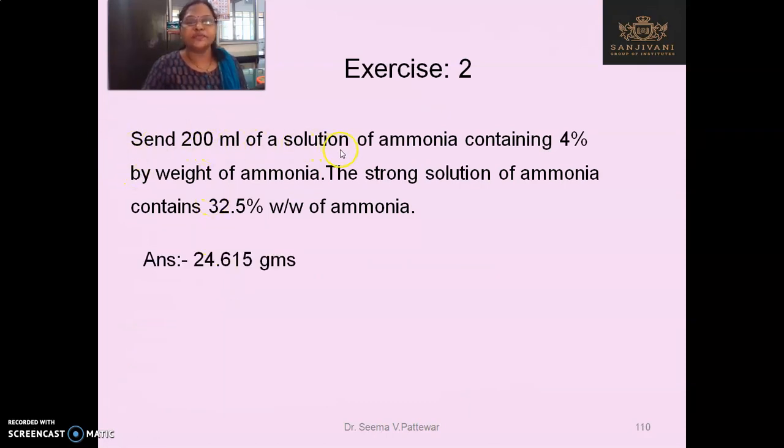So this is for your homework. Prepare 200 ml of solution of ammonia containing 4% by weight of ammonia. The strong solution of ammonia contains 32.5% weight by volume of ammonia. This is for your key. So this is the standard. So again the same formula you have to apply and you will get the answer like this. Try to solve at home.